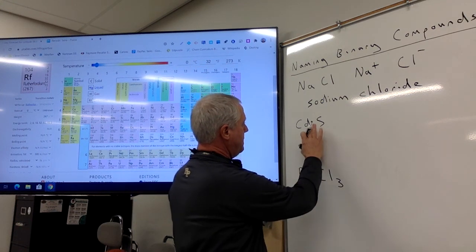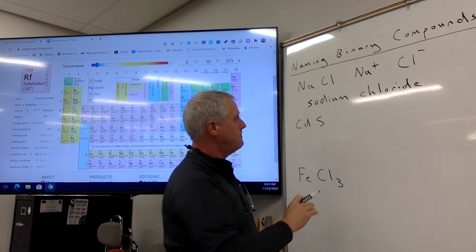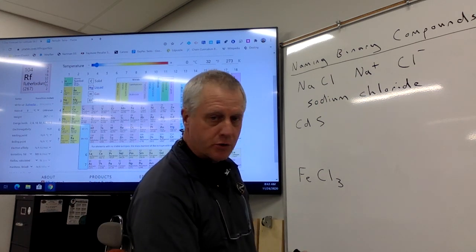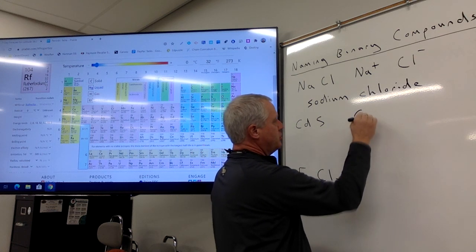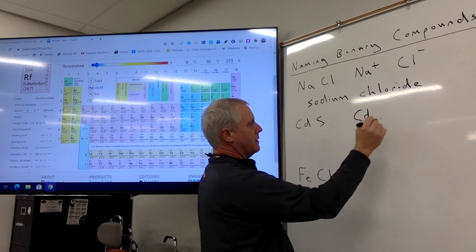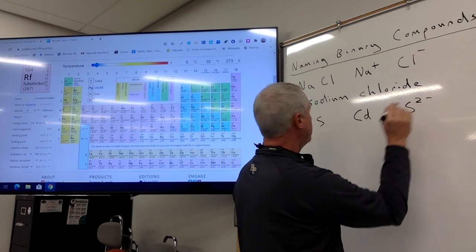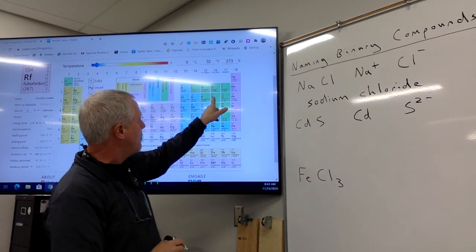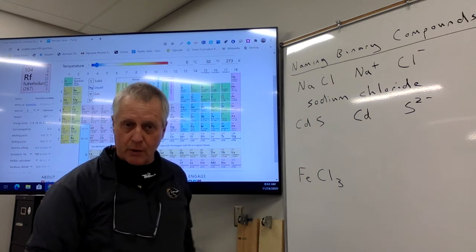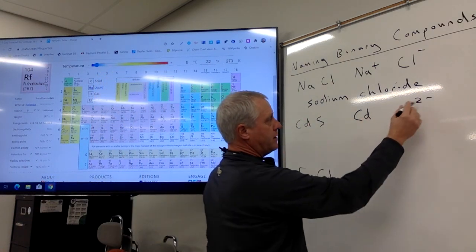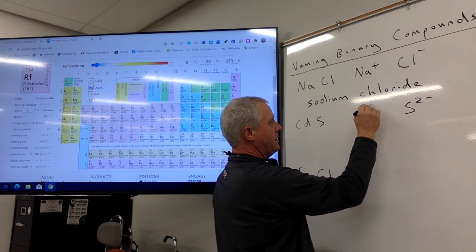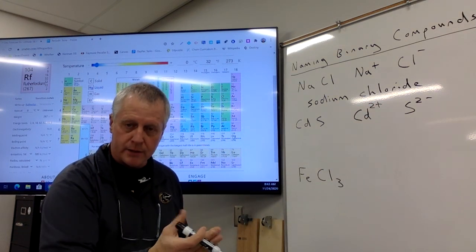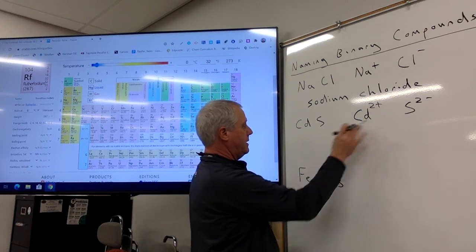I've got here cadmium, Cd, and sulfur, S. How would we identify what the cation and the anion charges are? We don't really know for sure on cadmium, but we can tell from sulfur, because sulfur is a 2 minus. It is a group 16 element, and it's going to want 2 electrons to have a noble gas configuration. So that is always going to be 2 minus, which means cadmium, since the charges must balance, is going to be 2 plus.